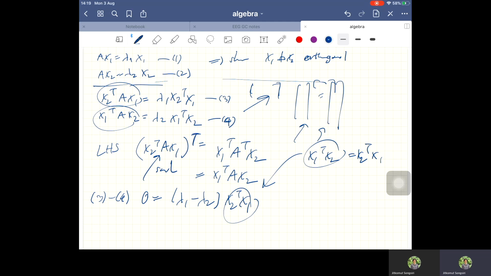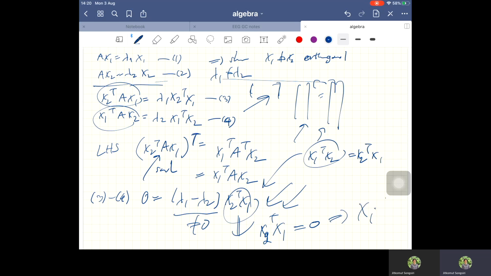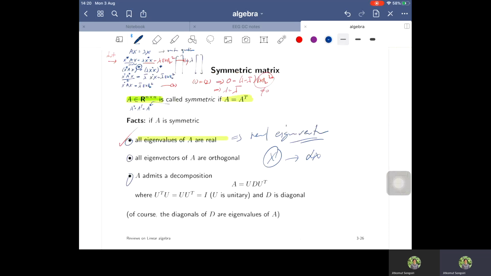On this result, what can we say? When we assume that lambda 1 is not equal to lambda 2, this factor is non-zero, which means the inner product between x2 and x1 must be 0, which means x1 is perpendicular to x2. And that's why we get the second result: all the eigenvectors of A are orthogonal.